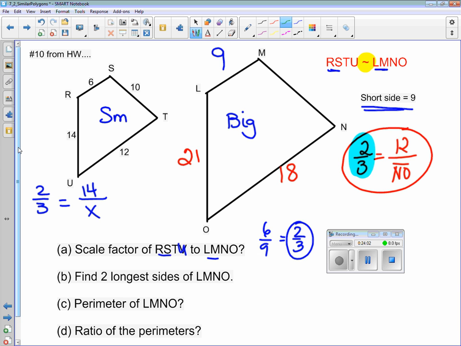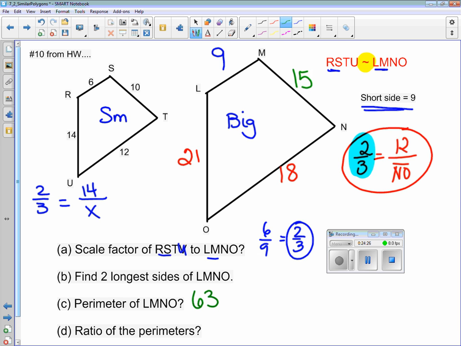15 is 2/3 of, no, 10 is 2/3 of 15. Yeah, the other way. I know, it's backwards. It drives me crazy too. But yeah, I agree, 15. All right, so to find the perimeter, what am I going to do? Add them all up. So what is 9 plus 21? 30. 45 and 18 is 63. Okay, so the perimeter is 63.